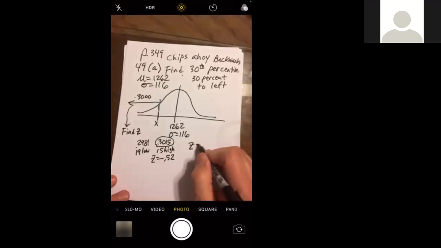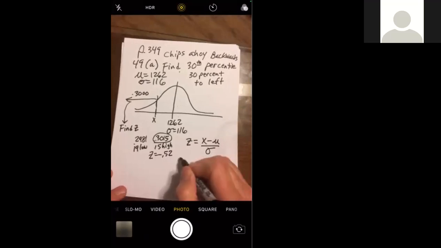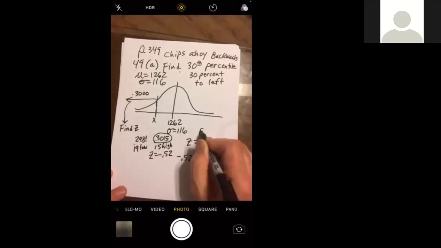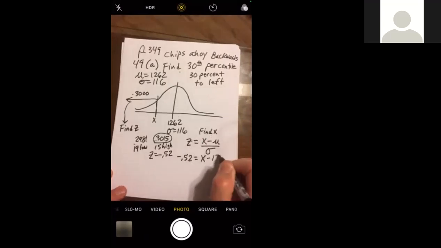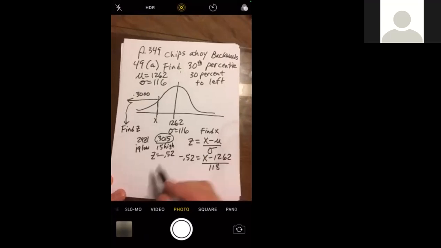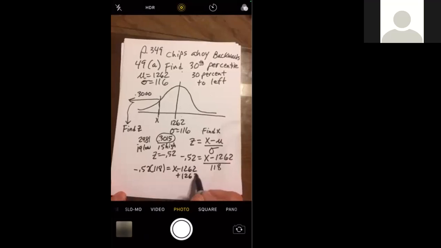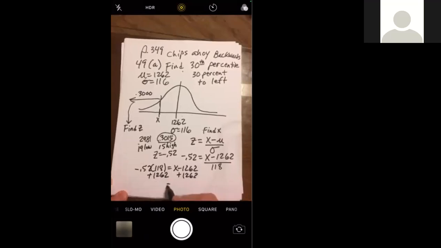I now have the formula: X minus mean divided by standard deviation. Negative 0.52 equals X, this is the unknown X, minus 1262 divided by 116. So now I'm going to go negative 0.52 times 116 equals X minus 1262. And then I'm going to add 1262 to both sides, kind of do it all at once. I'll multiply this and add the 1262, just kind of all at once.